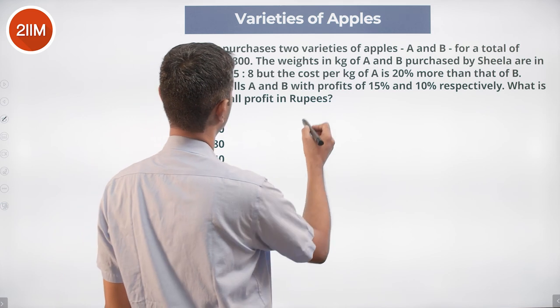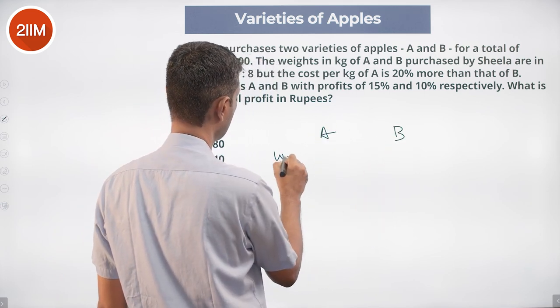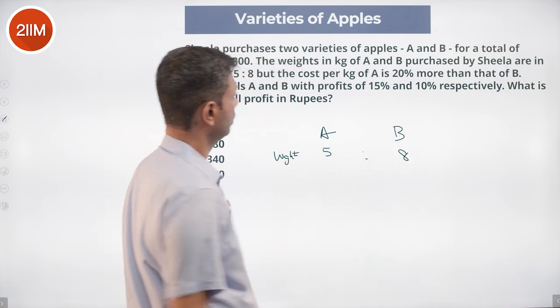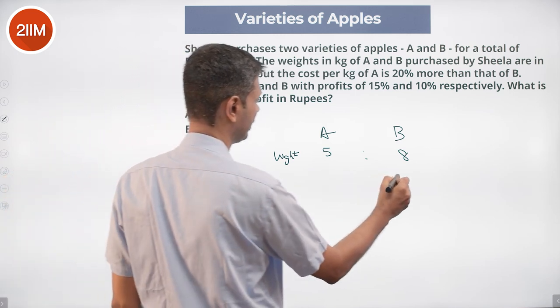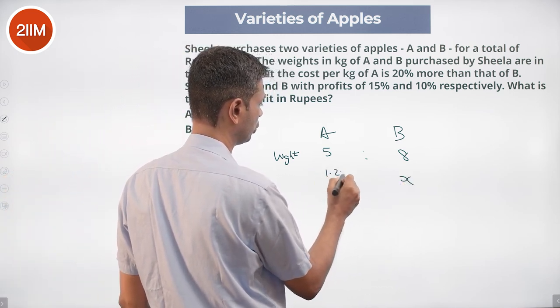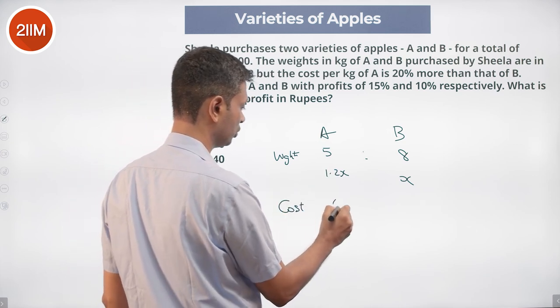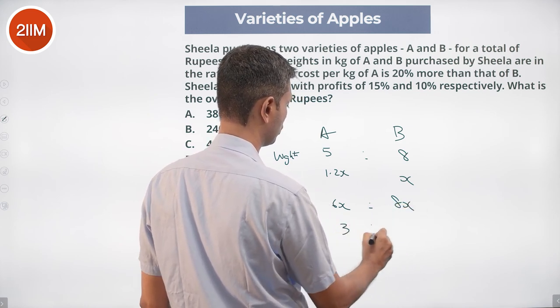Weights are in the ratio of 5:8. Cost per kilogram of A is 20% more than that of B. So this is X. This is 1.2X. So the overall cost should be in the ratio 6X:8X. Just 6:8 or 3:4.